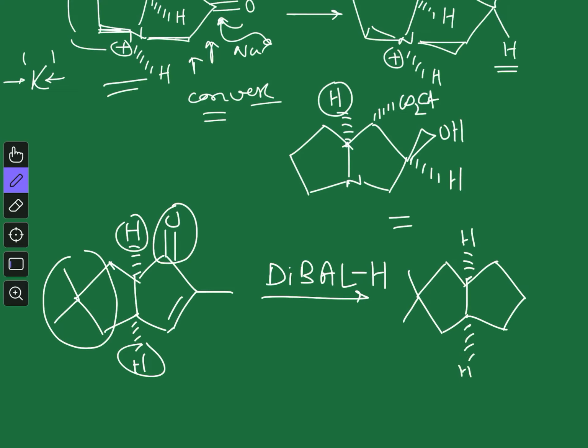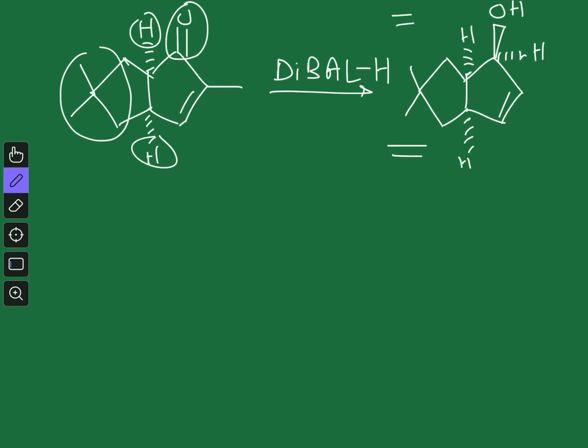This is as it is, and so hydrogen will come from below and this OH will form above the plane. So this is what the product will be. So here if you know the concept, you don't need to draw it again, you can easily predict it, right? Now the third example is a little bit different, but the concept is the same.